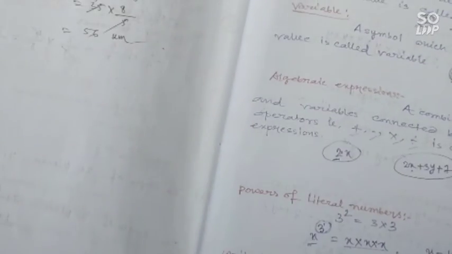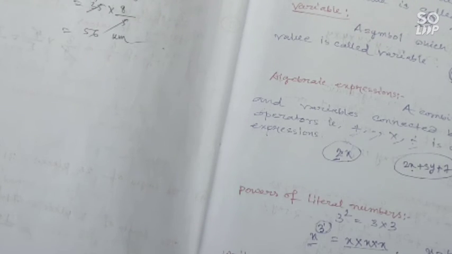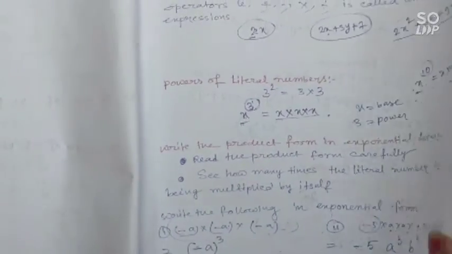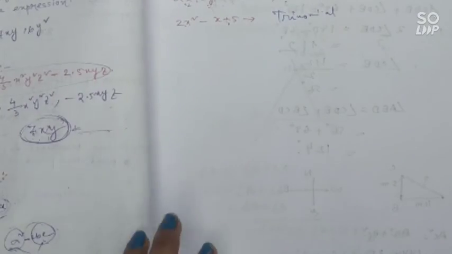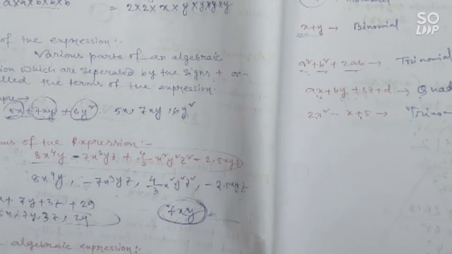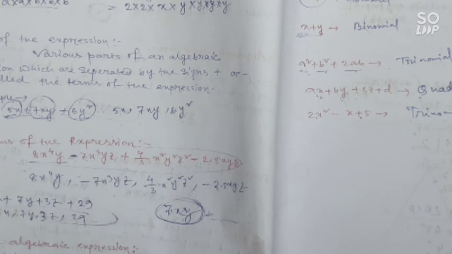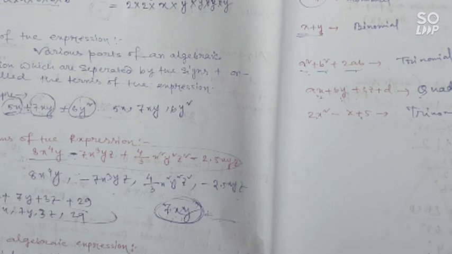So in this class you have learned about algebraic expression. You have learned parts of the expression, that is constants, variables. You have also learned power of integrals, how you can write the algebraic expression in exponential form, and how you can write the exponential form in product form. You have also learned about the terms of the expression, and you have also learned today the types of algebraic expression. This is all for this class. Okay. If you have any queries in this class, you can ask me.